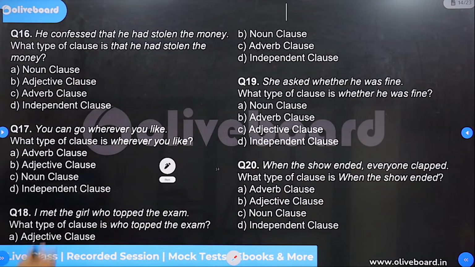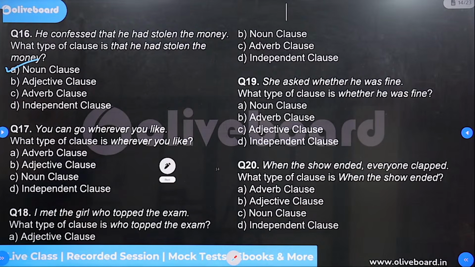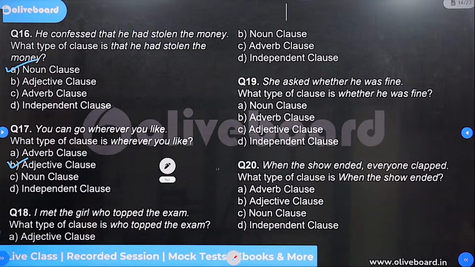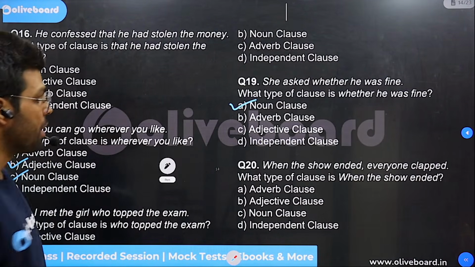Clicking your answers. 16A, you said, I'll check if it is right or wrong. 17, you said adjective clause, we'll check if that's right or wrong. Some said 17 is a noun clause also, we'll check. 18A, 19 noun A, and 20, you said B.